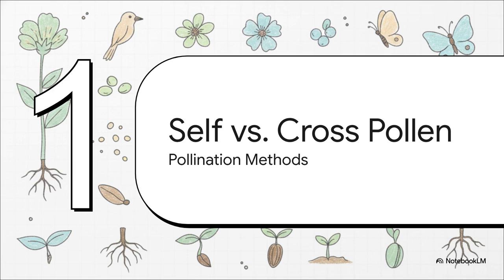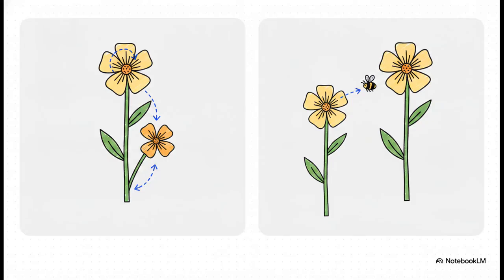Which brings us to Section 4, self versus cross-pollination. So how exactly does this transfer play out? Well, the difference really comes down to the final destination of the pollen. In self-pollination, pollen from an anther lands on the stigma of that exact same flower, or another flower on the exact same plant.